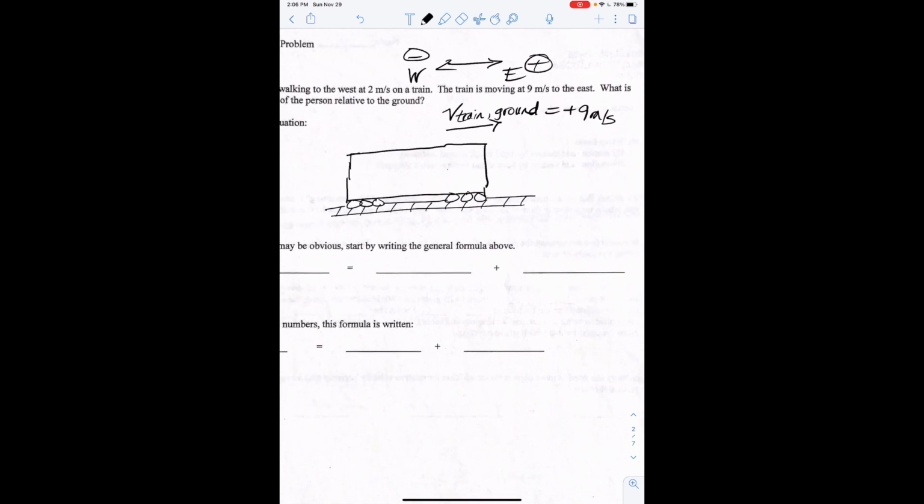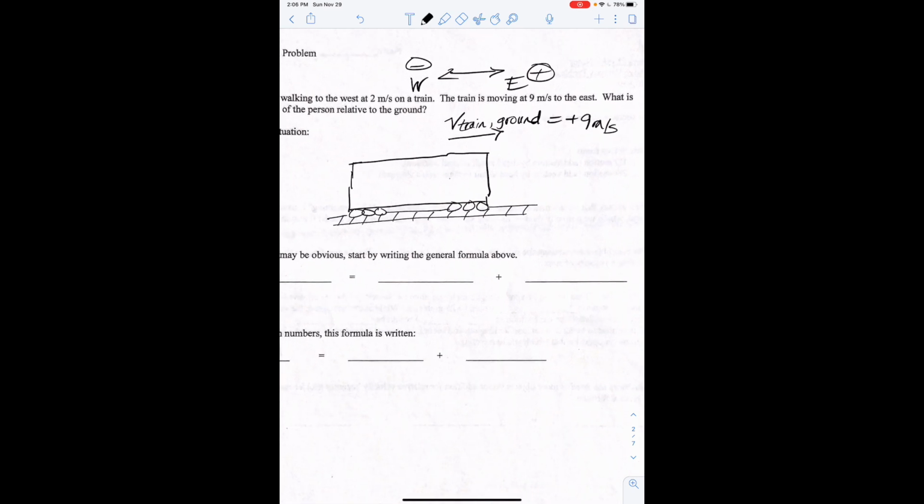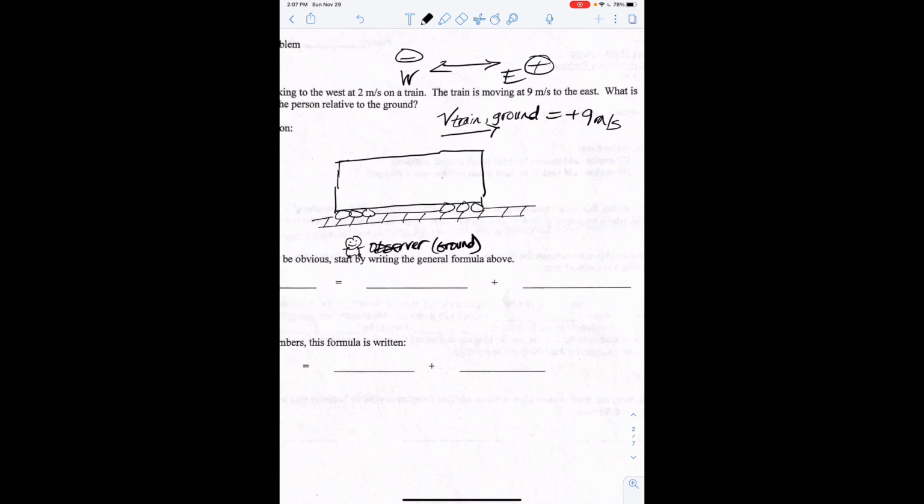So if you were watching this train go past, and let's say you were standing right here, you would see, this is the observer, but we can think of the observer as being the ground. If you're watching this train go past, you see the train moving at 9 meters per second to the east. And so this is the velocity of the train relative to the ground, where that observer is. The observer is just stationary, a person just standing there on the ground.